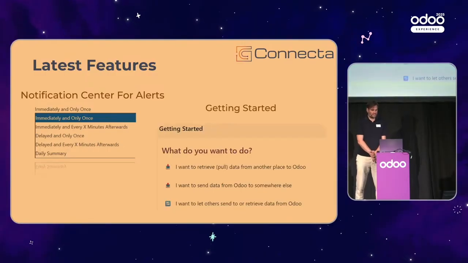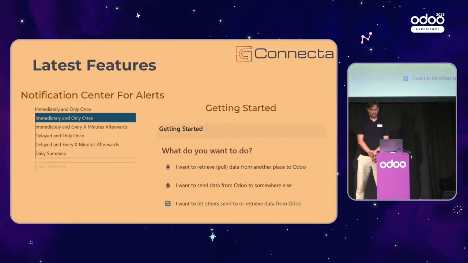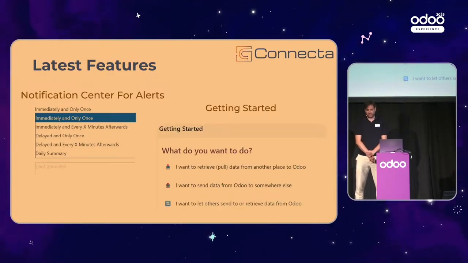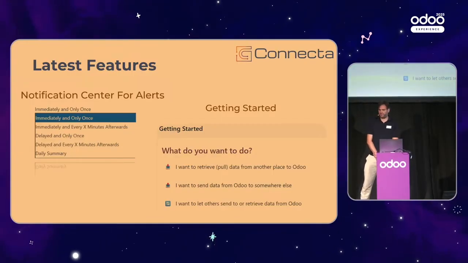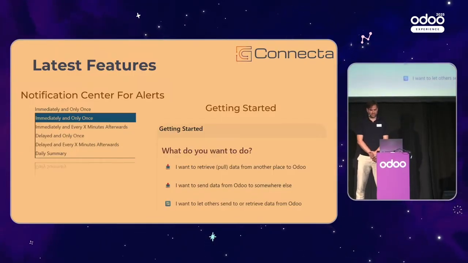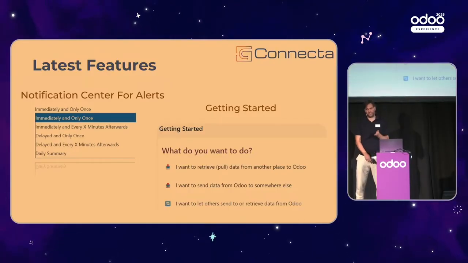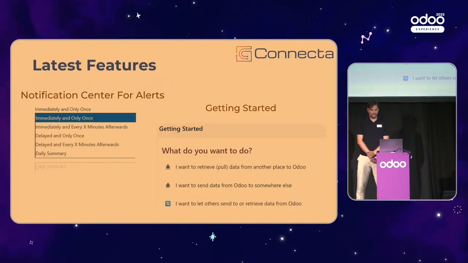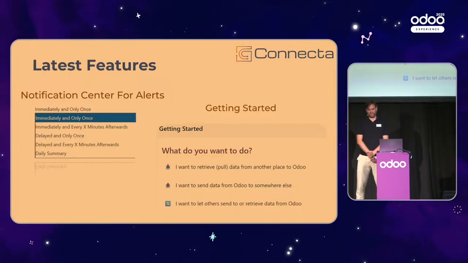We also added the getting started feature, which means that you can just answer some questions. So these are the 3 questions from the opening screen. You want to retrieve some data, you want to send some data, or you want to let others send or retrieve data. And you just go step by step through these questions, and then the final screen will tell you, well, then you need these items in Connecta to build what you need.